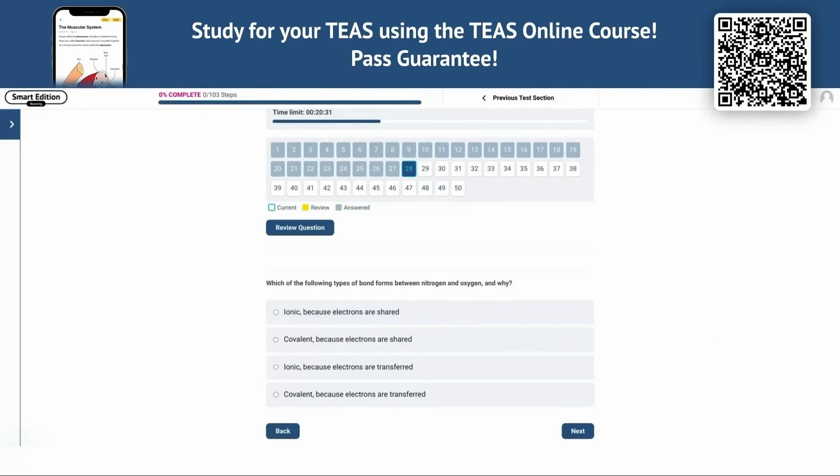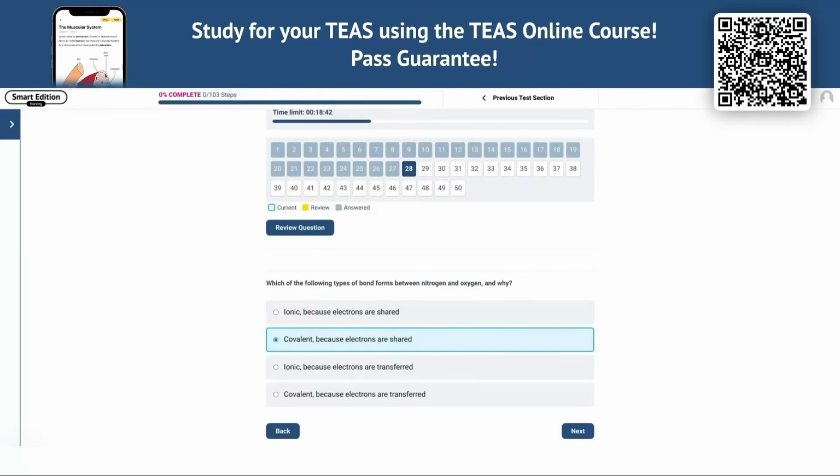So which of the following types of bond forms between nitrogen and oxygen, and why? The correct answer here is covalent, because electrons are shared. So a covalent bond forms when two atoms share electrons in order to fill their outer electron shells. In the case of nitrogen and oxygen, both elements need electrons to complete their outer shells, so they share electrons to form a stable bond. This type of bond is called a covalent bond, where electrons are shared between the two atoms.